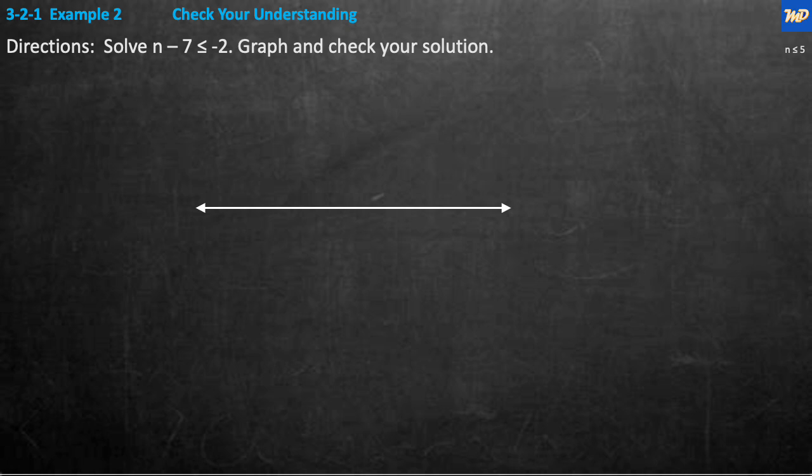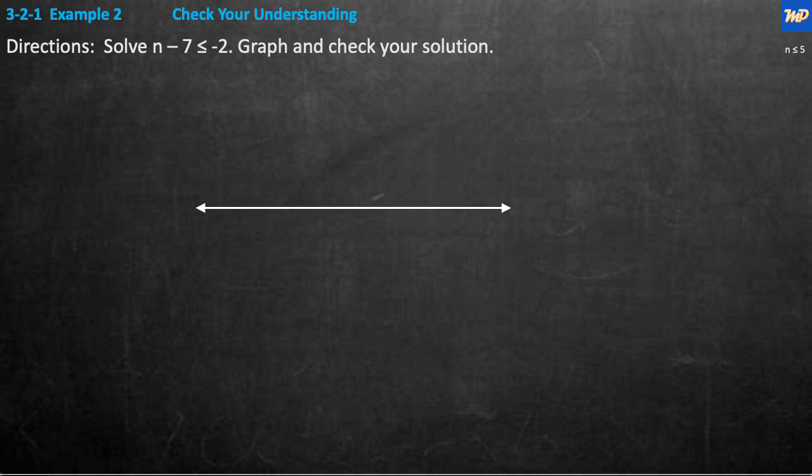Okay, example 2, check your understanding. Here's the problem. Solve n minus 7 is less than or equal to negative 2. Graph and check the solution. Okay, so I'll wait for you. Go ahead and pause the video. And when you get back, we'll work it together. Okay, I'm assuming you've done that and you're back.